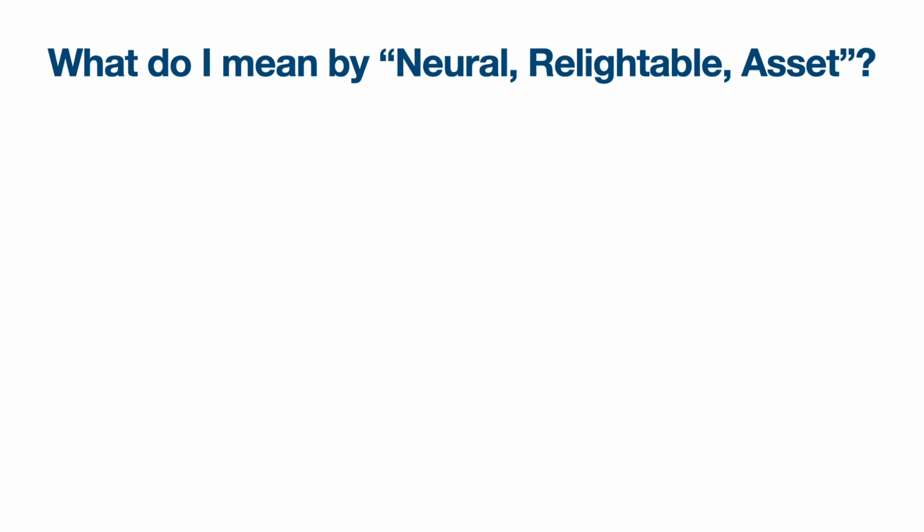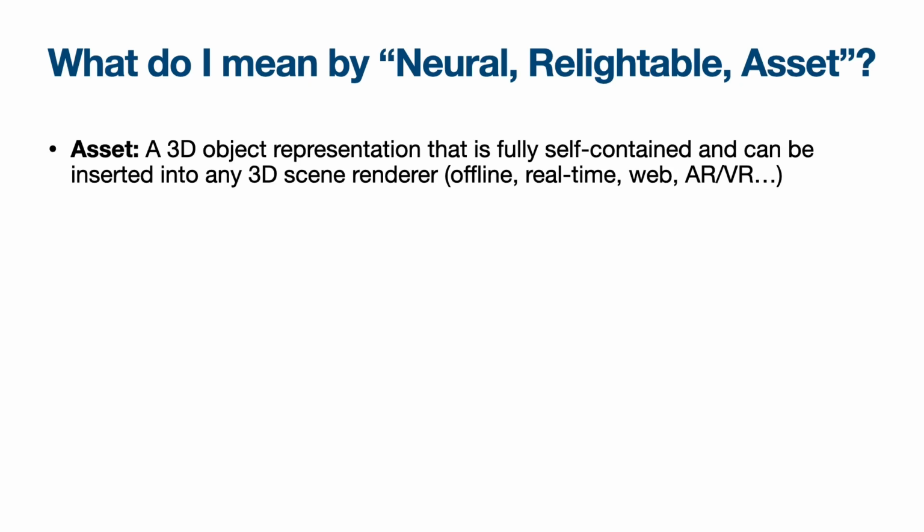By asset I mean a 3D object that is sufficiently self-contained that it can be inserted into any renderer, offline, real-time, web-based, with global illumination or without. There are many methods that do relighting on images or videos, but they don't produce assets. So we are only going to look at the methods where the result is an asset, because that's the digital twin.